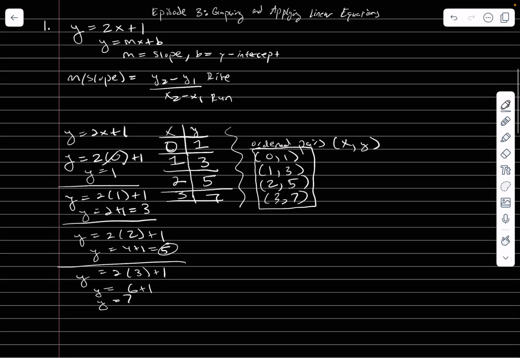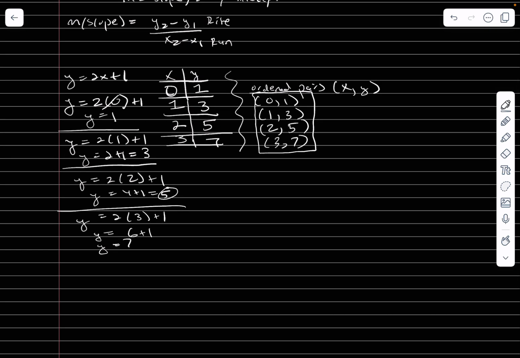So these would be our ordered pairs that we have here. And now we're going to calculate the slope based off of these ordered pairs.